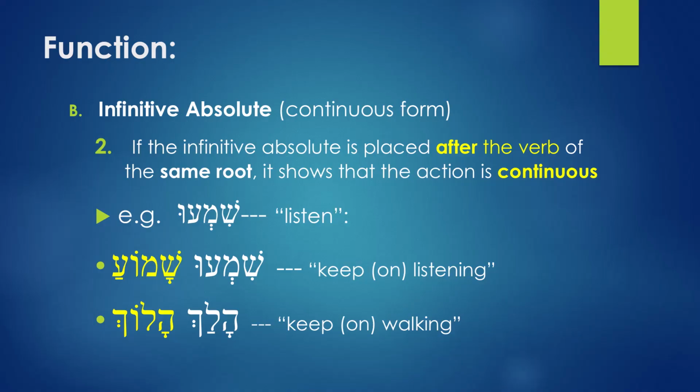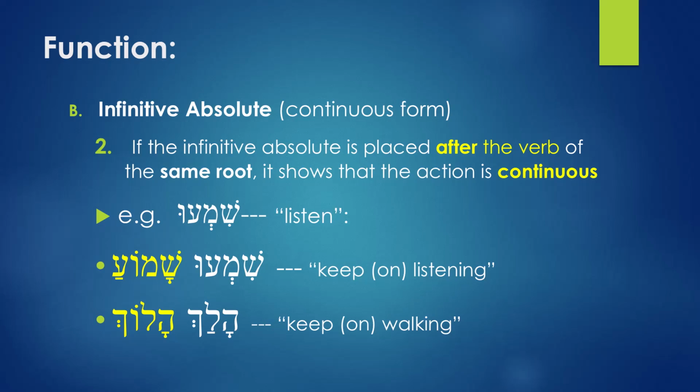The other example is this. Halach, haloch. Haloch, that's our infinitive absolute. It has come after the verb. The verb is halach. Halach is from the perfect tense. It means he walked. And so you have halach, haloch. Haloch is infinitive absolute. And the function of the infinitive absolute here is to show that the action of the verb is continuous. And so the translation is keep on walking. Keep walking or keep on walking.